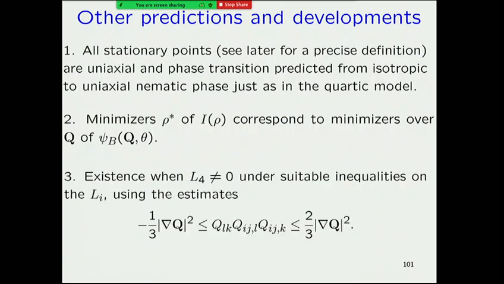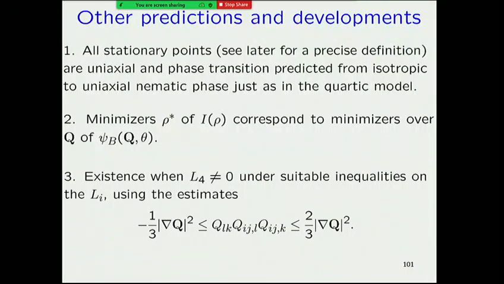So that's very, very natural. And now we get existence when L4 is not zero under suitable inequalities on the Li, because you see this is the cubic term, right? And it's of the form QLK, let's say ALAK. So you know that this is bigger or equal to, in fact, minus one third times the gradient of Q squared, and it's less than or equal to two thirds times the gradient of Q squared. So that means that you can control this term in terms of the gradient of Q squared, and so if you put the right inequalities on L1, L2, and L3, then you get existence.